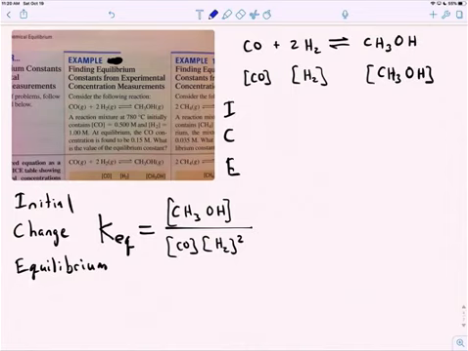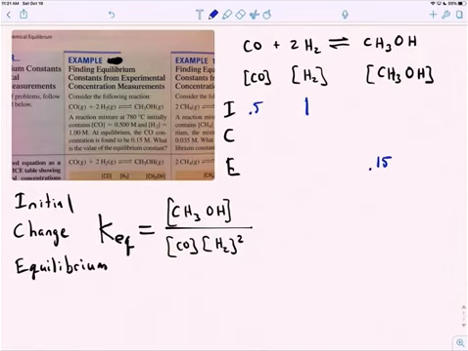So consider this equation: carbon monoxide plus 2 hydrogens makes methanol. The initial concentration has carbon monoxide being half molar, so I'm going to put there 0.5. Hydrogen is 1 molar. At equilibrium, carbon monoxide concentration is found to be 0.15 molar. What is the value of the equilibrium constant? So at equilibrium, this is 0.15.